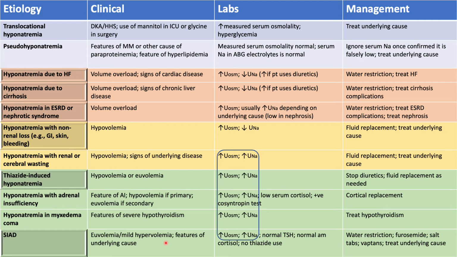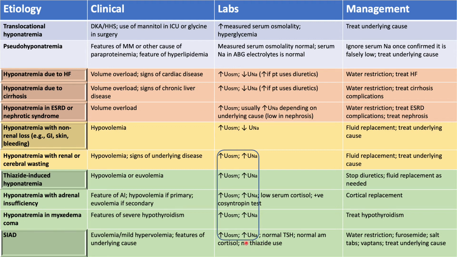In SIAD, the patient is usually euvolemic, but they might be mildly hypervolemic, and we talked about why that's the case. And then features of the underlying cause, and we mentioned there are four categories: drugs, malignancy, pulmonary disease, and cerebral disease. Again, urine osmolality will be high, urine sodium will be high. Check TSH to rule out myxedema, expected to be normal, and also AM cortisol expected to be normal.